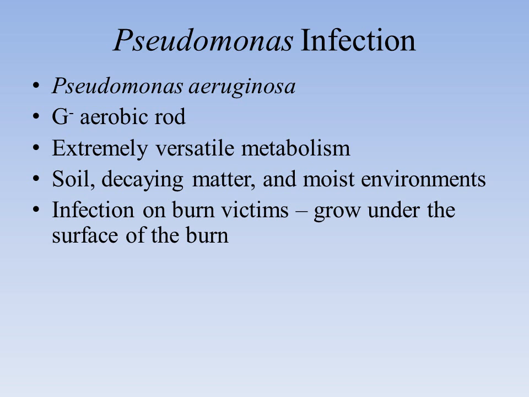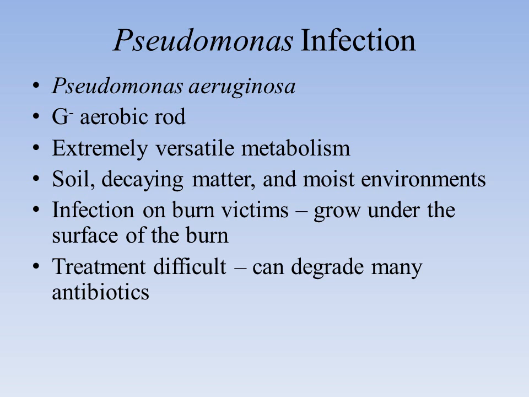One of the unfortunate places we see Pseudomonas in hospitals is infections on burn victims in particular. And so where we see Pseudomonas a lot is actually growing just under the surface of the burn. Because Pseudomonas is an aerobe or aerobic rod, it does need oxygen to grow, but if you have a burn victim that's got some exposed tissue, that's a really easy area for Pseudomonas to get in and start to cause an infection, growing just under the surface of the burn where it's still able to get some oxygen.